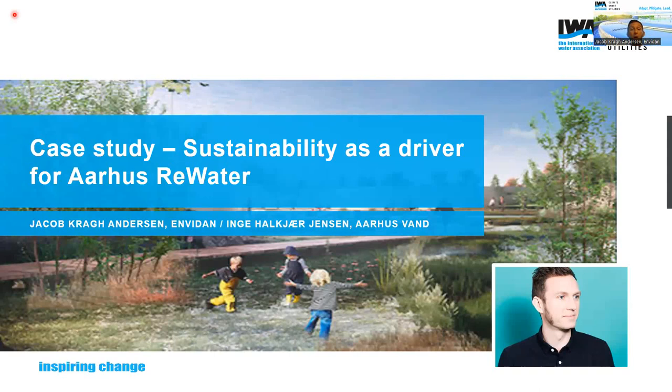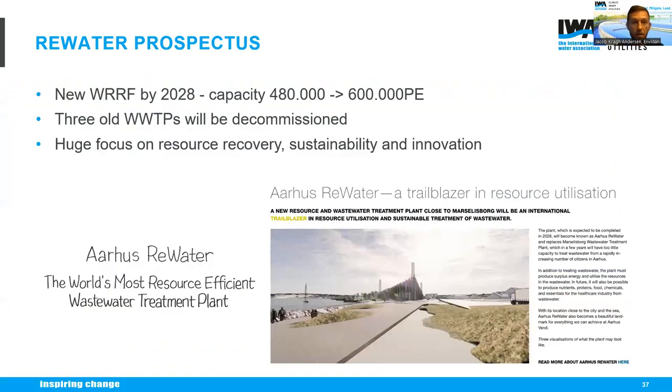I will especially focus on sustainability as a driver for Aarhus Rewater and tell about how sustainability has been part of the project from the very beginning. It goes back around six years, when the utility made this Rewater prospectus and invited the entire water sector from Denmark and beyond to come and hear about the aims, ideas and dreams of Aarhus Rewater. The idea is to build a new wastewater treatment plant, or waste resource recovery facility, by 2028 with a capacity of 480,000 PE, with the possibility of increasing that to 600,000 PE.